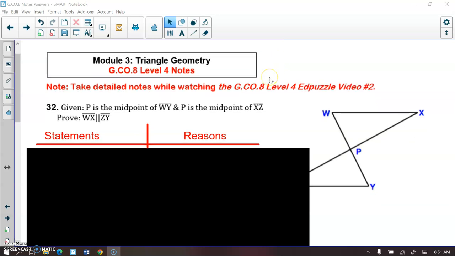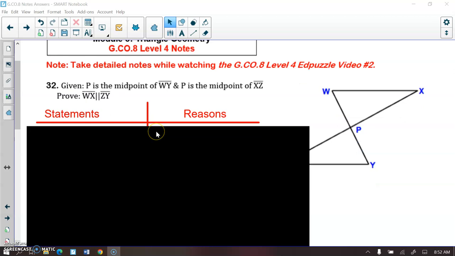Okay, so welcome to our last video. If we look at number 32, we see that we're proving parallel lines, which CPCTC does not prove. However, we can prove the triangles congruent. We can prove parts of the triangles congruent using CPCTC, and then we can prove parallel lines.